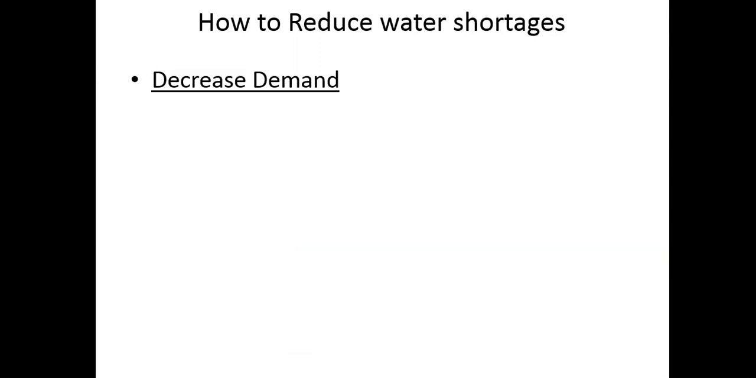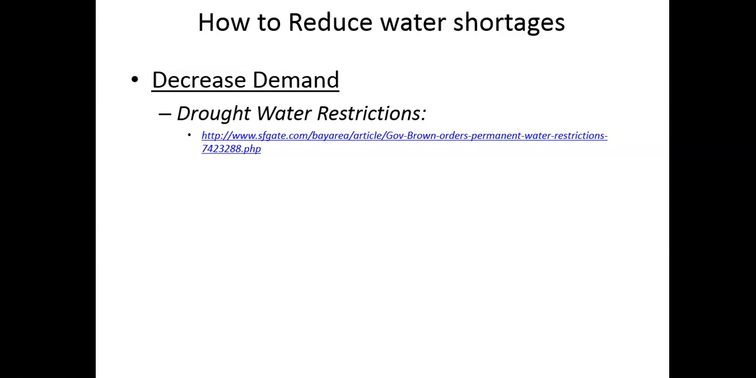So besides increasing the supply, another way to deal with water scarcity, either economic or physical, is to decrease the demand. And I guess when we think about drought restrictions, when we start having a drought and they say, all right, you can't water your lawn, you can't wash your car, you can't do this, you can't do that. So decrease the demand. So how do you do that? Well, like I mentioned, water restrictions.